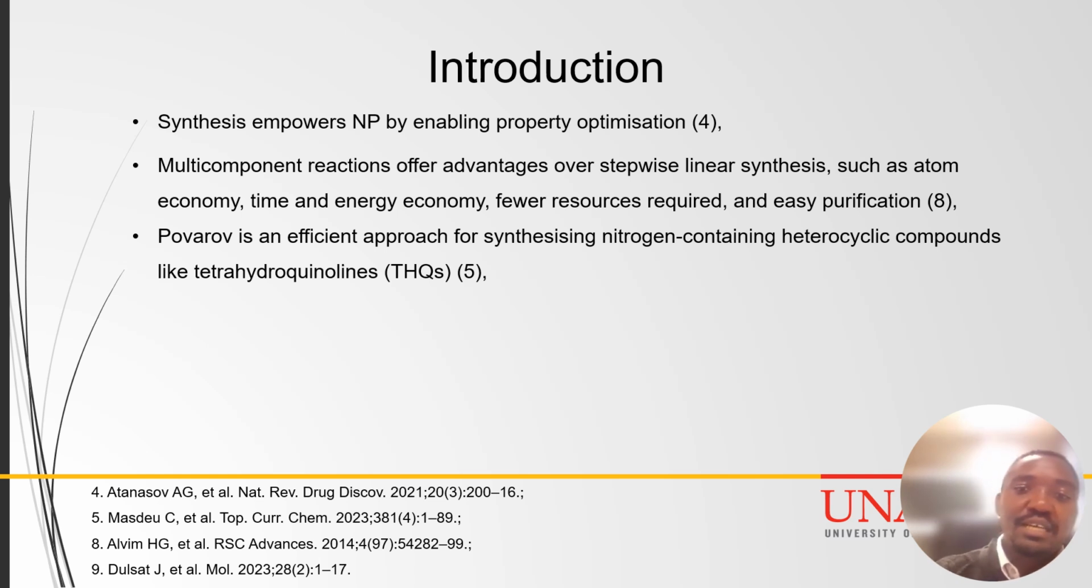So that's why then synthesis comes in to try to optimize these natural product scaffolds or these privileged natural product scaffolds. And one of the ways that it can be achieved is using a multi-component reaction, which offer various advantages over a stepwise linear synthesis. For example, in terms of atom economy, in terms of time, as well as in terms of the number of steps that you need to do purification. And one of these examples of this multi-component reaction is what we call a Povarov reaction. And the Povarov reaction ends up producing nitrogen-containing heterocyclic compounds, such as the tetrahydroquinoline scaffold. And this is the scaffold of the tetrahydroquinoline.